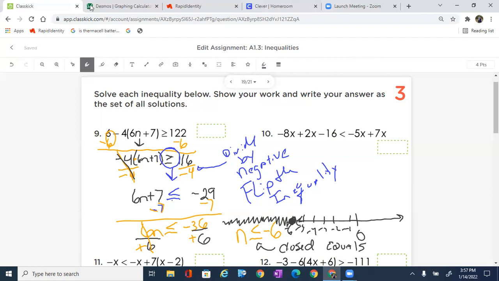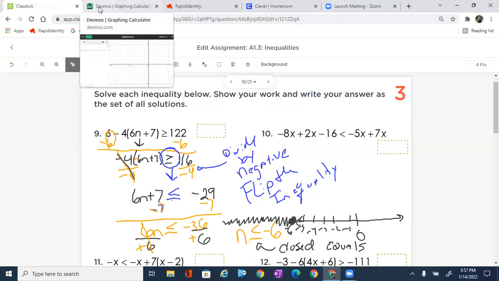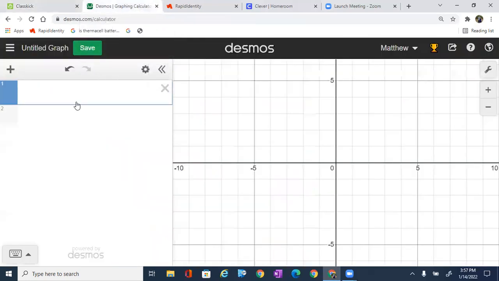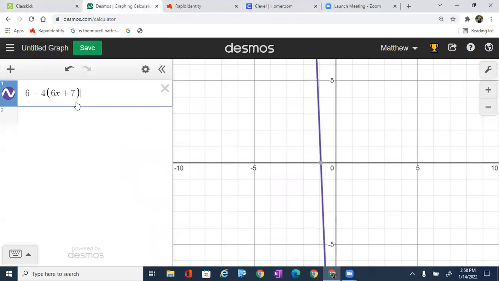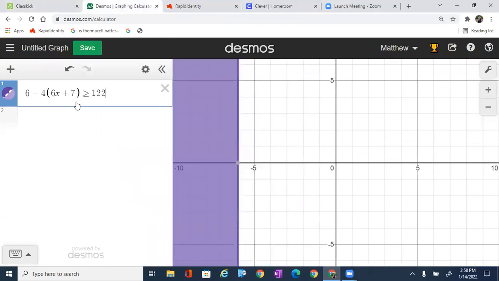Now, of course, we can check our work on Desmos. Man, checking our work is the greatest thing. We need to see it algebraically, but we also need to check our work just to confront any issues that we may have right away. So I'm going to go ahead and type this in: 6 minus 4 parentheses 6n plus 7, or 6x plus 7, I'm going to change it out, is greater than or equal to 122.